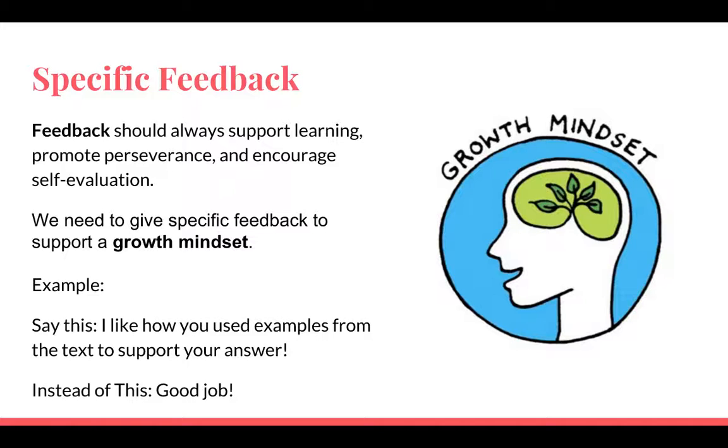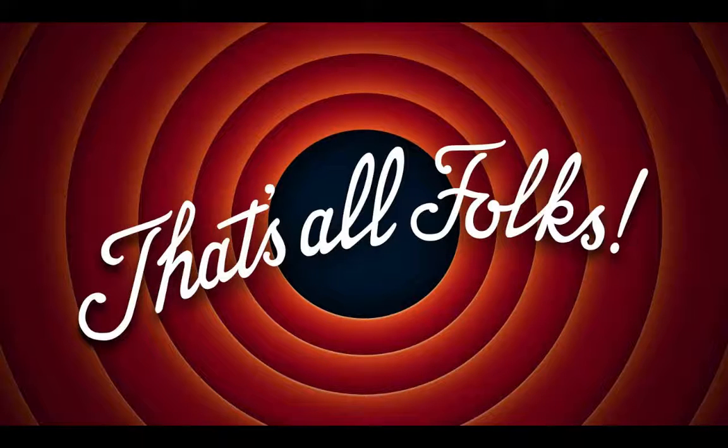We need to give specific feedback to support a growth mindset. Feedback should always support learning, promote perseverance, and encourage self-evaluation. We need to teach our students about growth mindset. They need to believe that if they work hard, they will succeed, and not blame anything on bad luck or use the excuse, "I'm just bad at it." For example, instead of saying, "Good job," we could say something like, "I like how you use examples from the text to support your answer." That's why specific feedback is a great strategy.